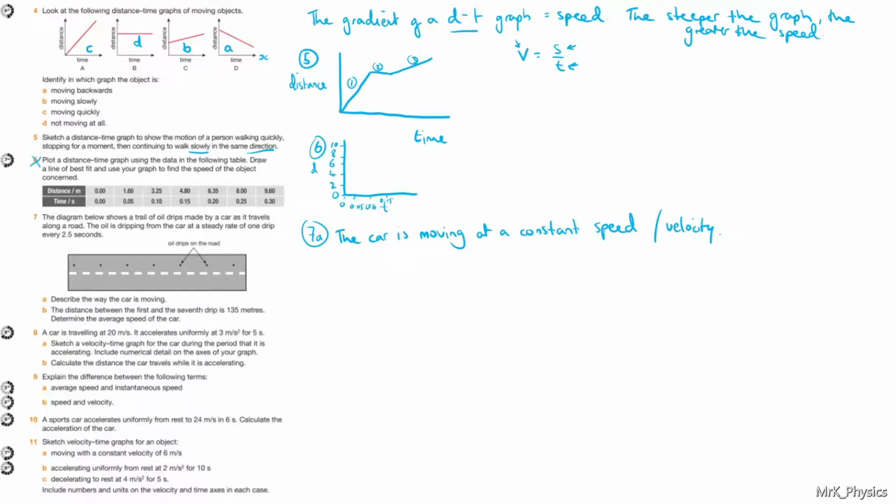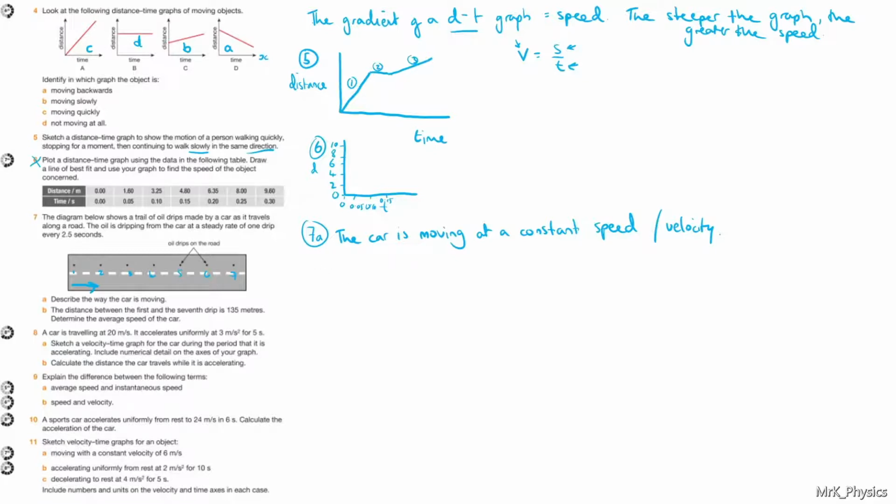The distance between the first and the 7th drip is 135 meters. Determine the average speed of the car. Okay, so what this is saying here, let's imagine, it doesn't really matter, but let's imagine this is going from left to right. So that is 1, 2, 3, 4, 5, 6, 7. And that suggests to us that if this was 0 time, that's 2.5 seconds later, that's 5 seconds later, 7.5 seconds later, 10, 12.5, 15 seconds later.